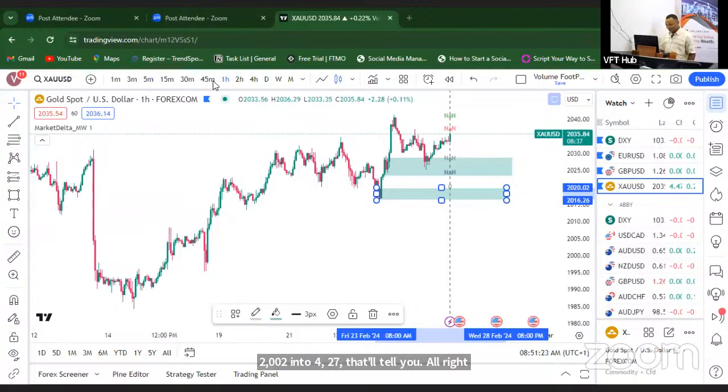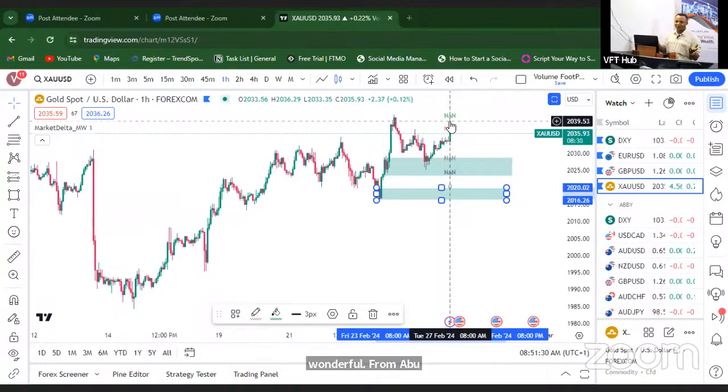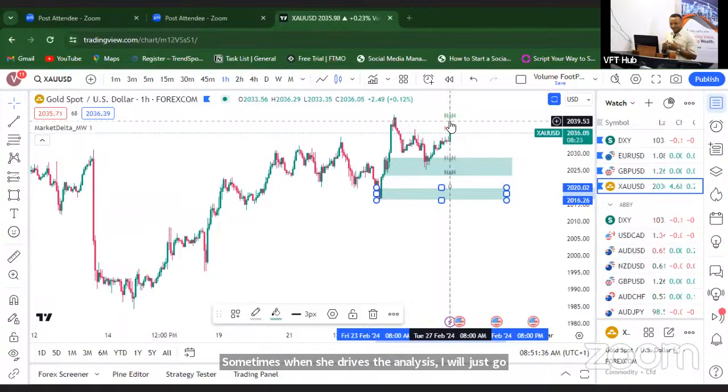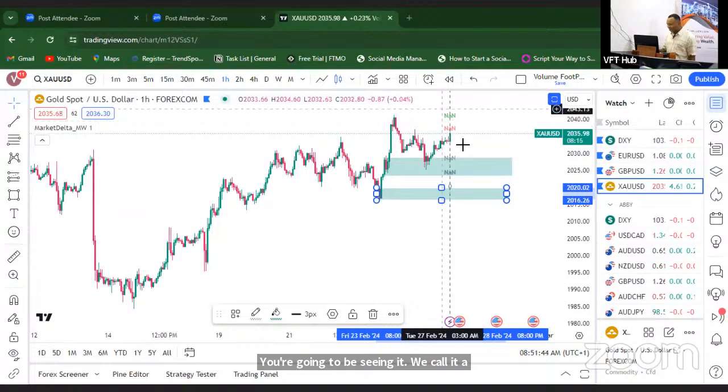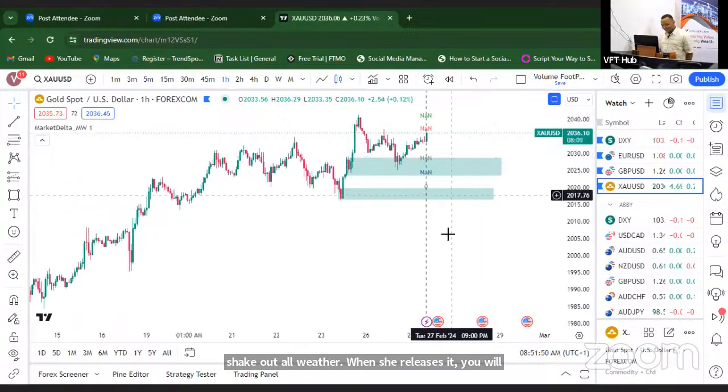That was a wonderful analysis from Abby Dollars. Sometimes I used to steal her analysis, although I don't trade NZD. But sometimes when she drops the analysis, I will just go and steal it. And then she has, like we used to say, there are some powers she wants to release very soon. You're going to be seeing it. We call it a bit to shake her all weather. When she releases it, you will know. When she finishes slicing the market like onions, oh God, let's not go there.